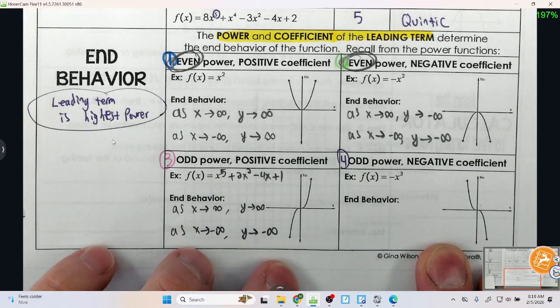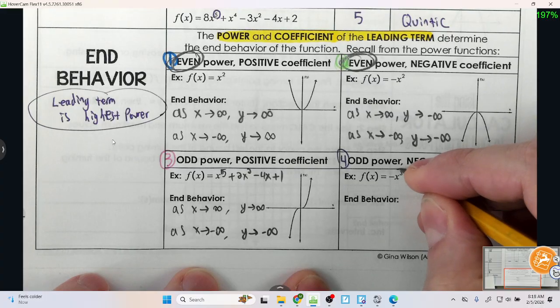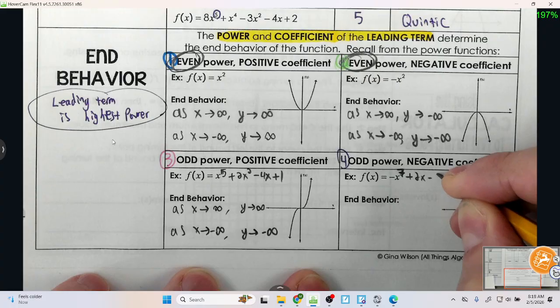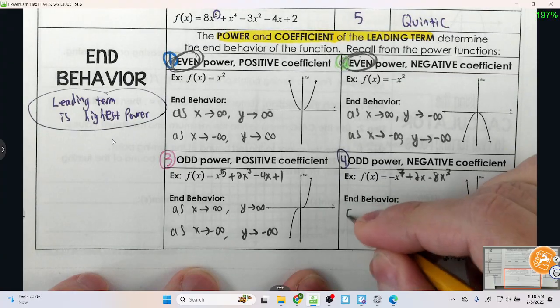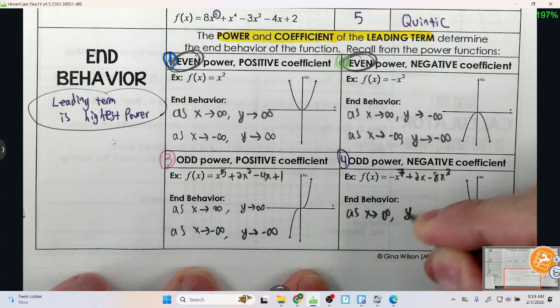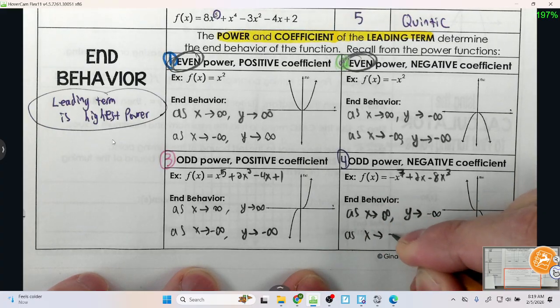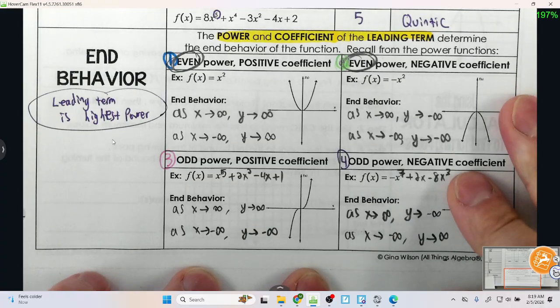That's it. It's a negative coefficient. It's an odd power. Doesn't matter if it's a 3 or if it's a 7. Plus 2x minus 8x to the third. This is going to be, as x goes to infinity, y goes to negative infinity. As x goes to negative infinity, y goes to infinity.